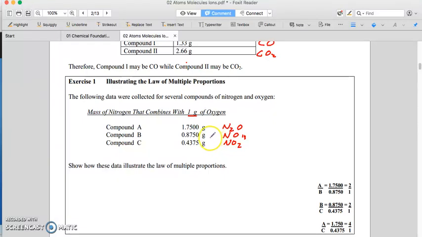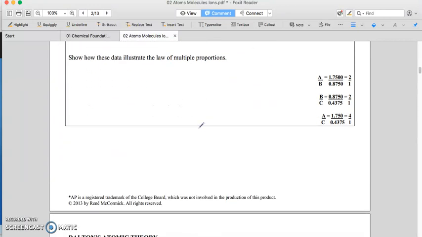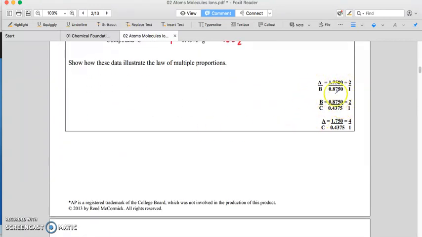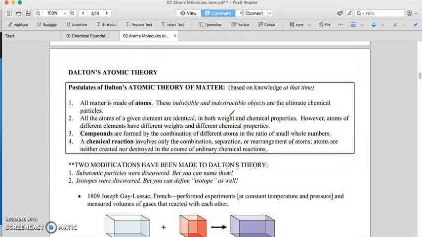Okay? And the law of multiple proportions states that when comparing compounds that consist of the same elements but different amounts, if you hold one of them constant, like I hold oxygen at 1 gram, you'll always have these small whole number ratios that exist, right? 2 to 1 here, 2 to 1. This one's 4 to 1 down here, right? That's the law of multiple proportions. So A to B is 2 to 1, B to C 2 to 1, A to C 4 to 1.